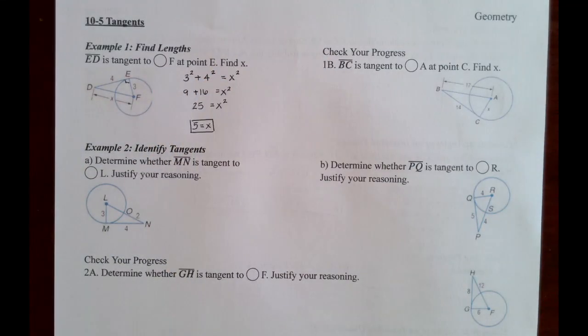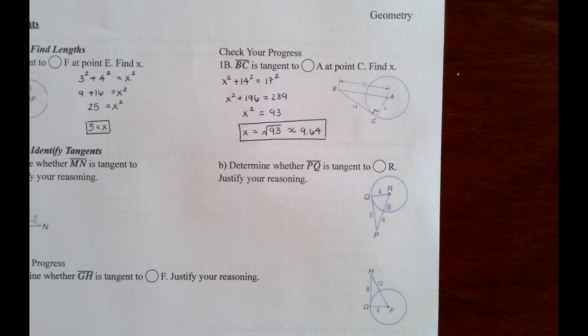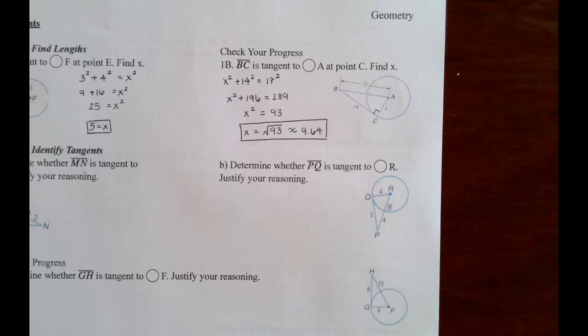So why don't you try CYP 1b, and then once you're done, come check your answer. You should have gotten that x equals square root of 93, which is approximately 9.64. Exact answer, approximate answer. If you got that right, you can move on to example 2. If not, here is your explanation.